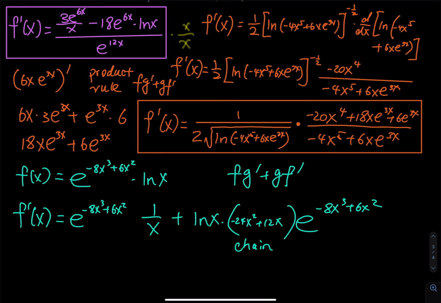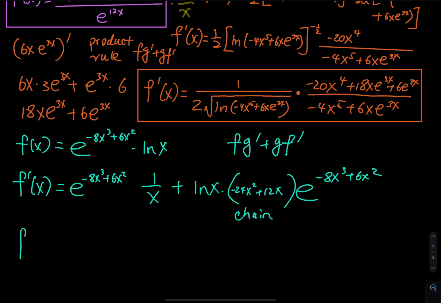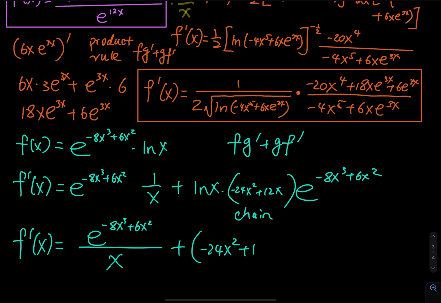So this one, I don't see a way to simplify this, so I will just take this as my final answer. We have x, and then an e on top. And then what else? Wow, this one is one piece of mess. Okay, I will just start with the parenthesis. Plus 12x, and then times ln x. I would do this to not confuse you. Negative 8x to the third plus 6x squared. So that's it. The last line is your final answer.